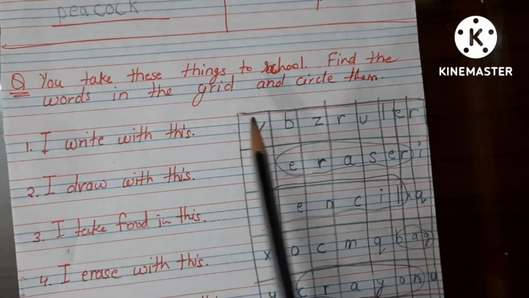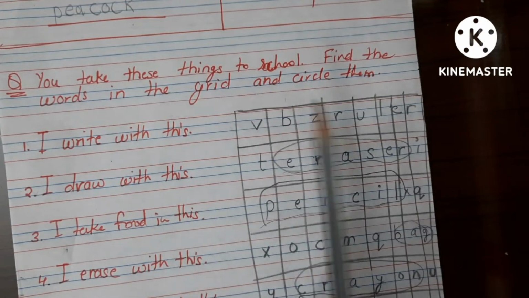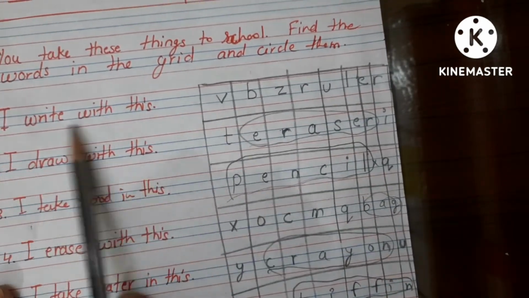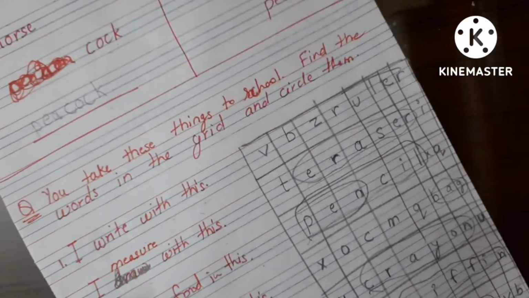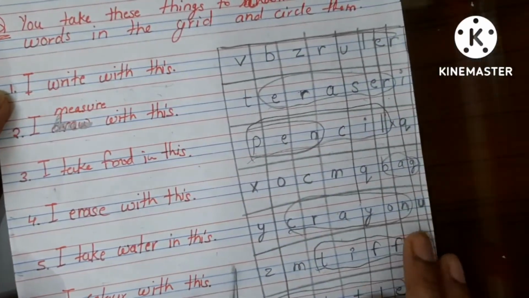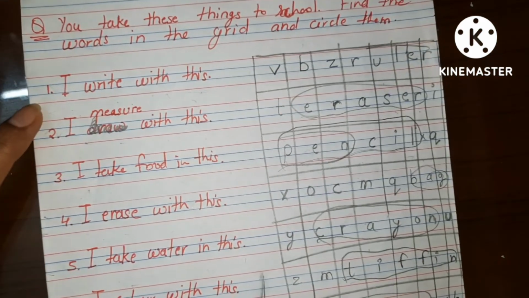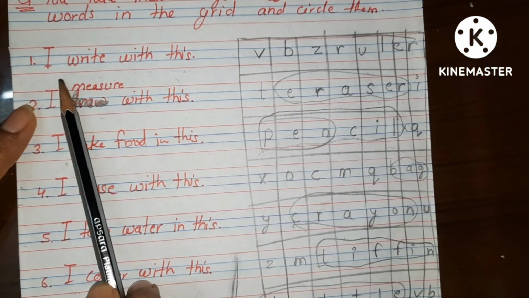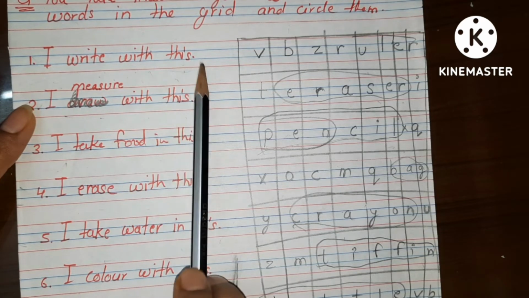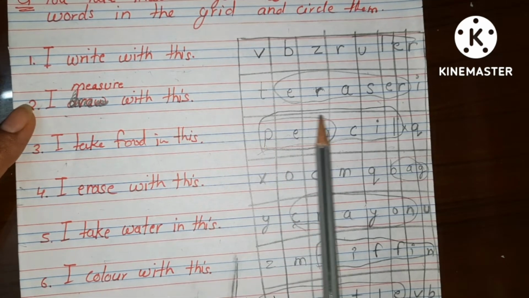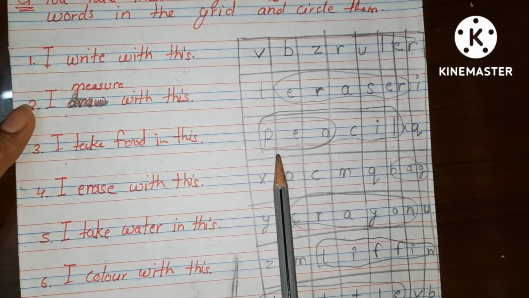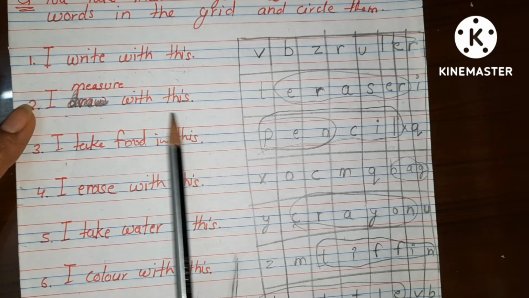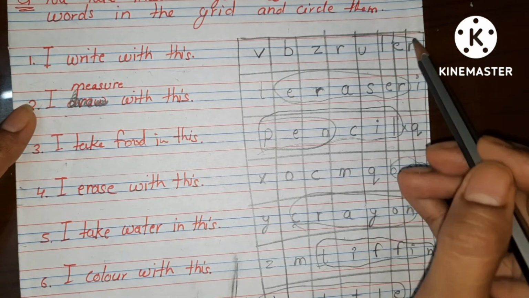You take these things to school, find the words in the grid and circle them. So what the child has to do is, child has to read each sentence and find that word in this grid and circle it. So the first one is, I write with this. So it can be pen or pencil. Whichever child uses, he will circle that. Next, I measure with this. So it will be ruler.